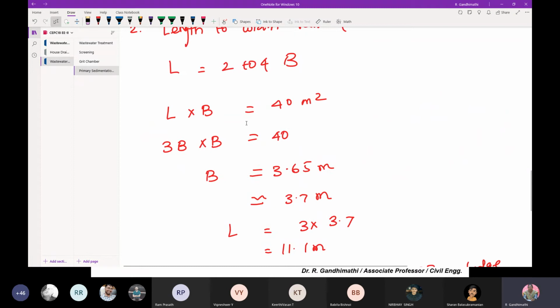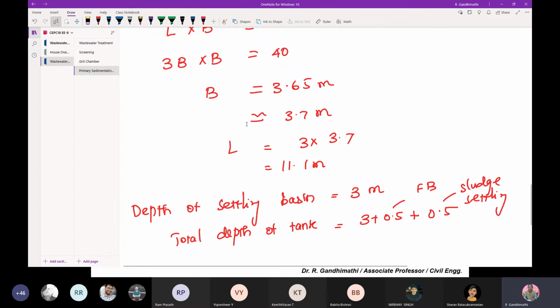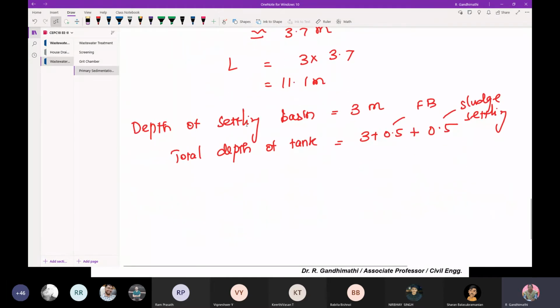Yeah, please read type 1 settling in detail. Maybe you can go through some of the books and then read the type 1 settling. Okay.